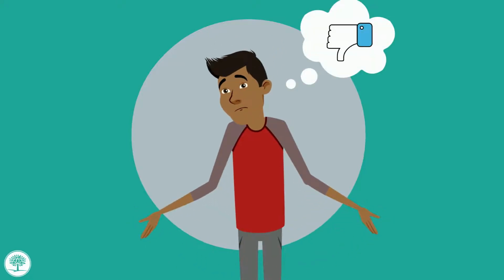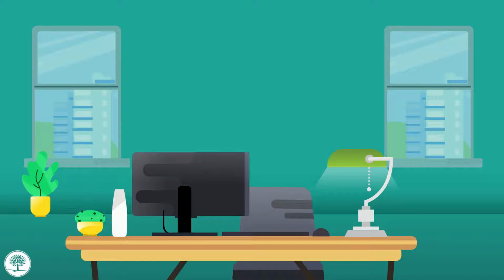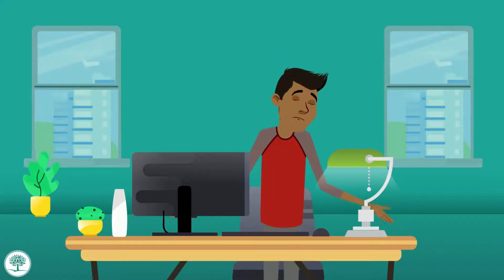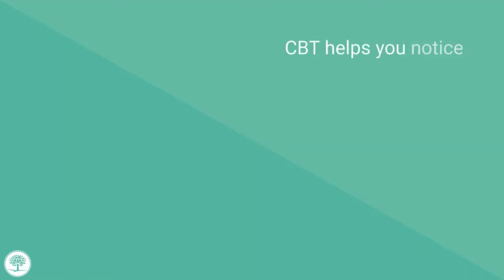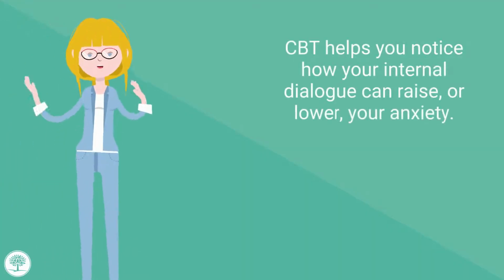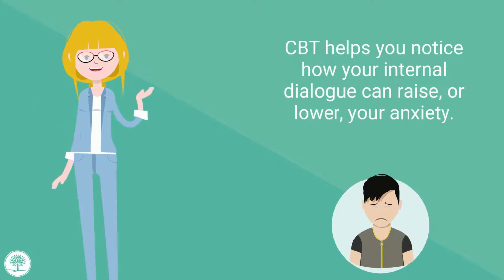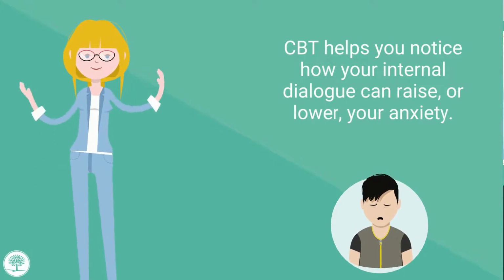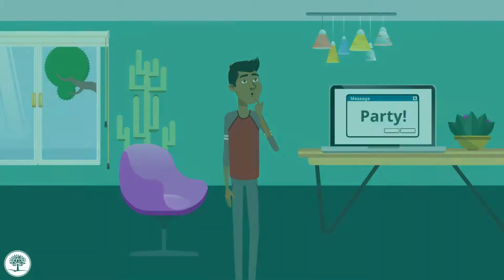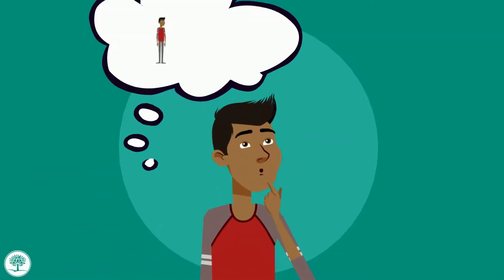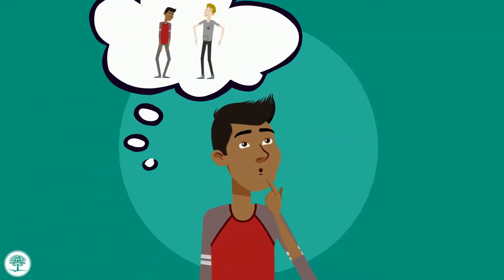The same thing can happen when you decide whether to take on a new project at work, call a friend, or go to a store. Anything that raises your anxiety, making you question moving forward, has a set of thoughts behind it. CBT helps you notice how your internal dialogue can raise or lower your anxiety. The first step is to notice the anxious feeling. Next, notice the internal dialogue. Once you can hear your internal dialogue, you can start to work on changing it.